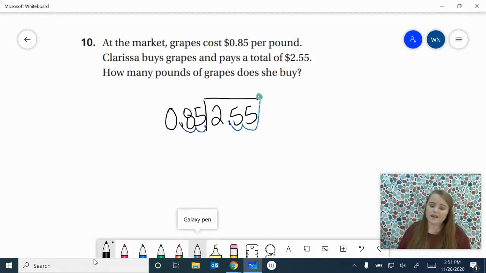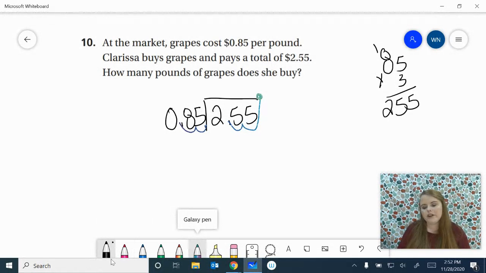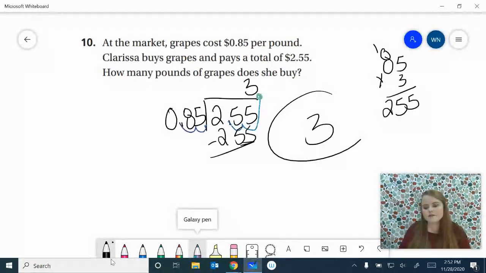That's going to be a big number. So if I estimate, I know that 80 times 2 is 160 and 90 times 2 is 180. So I'm going to try times 3, maybe. Let's try that. So 85 times 3, 3 times 5 is 15. 8 times 3 is 24, 25. There you go. She buys 3 pounds of grapes.